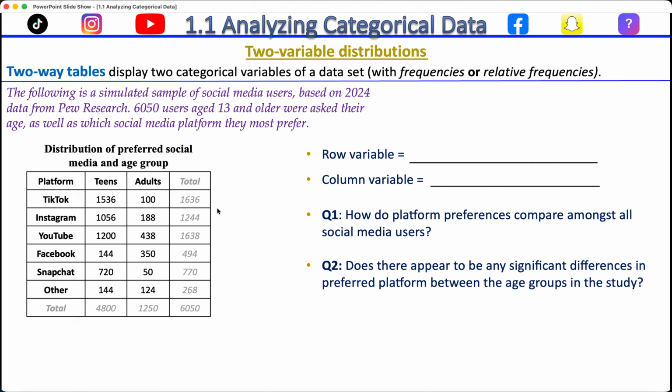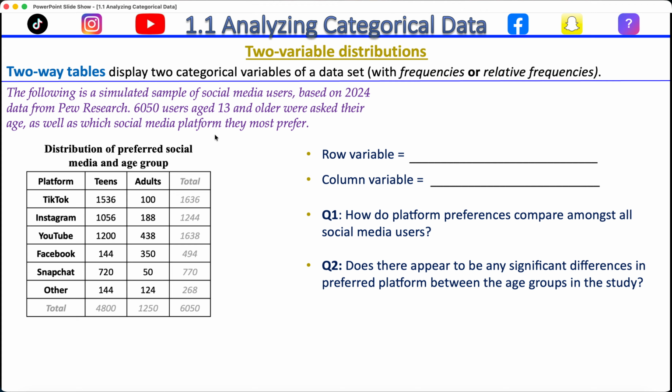So if I were to look at two variable distributions for a moment, the best way to represent this is with what's called a two-way table. What they do is they display two categorical variables of a data set, either with frequencies or relative frequencies, depending on what's best for us.